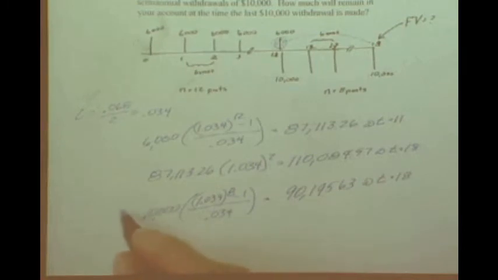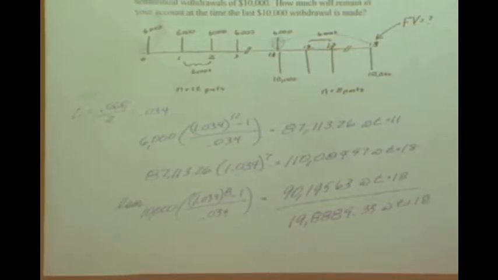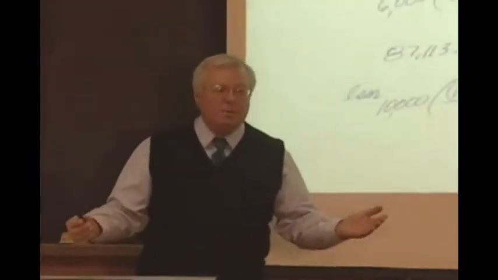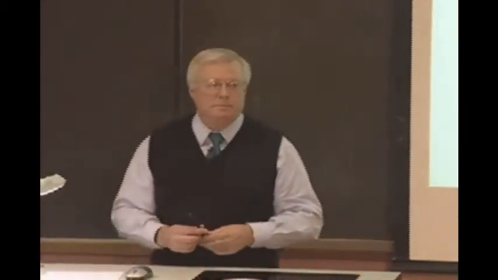Well, we're going to subtract the future value of this annuity because it's really withdrawals. When we do that, we'll have $19,889.33 at time 18. Any questions? Even a problem that looks somewhat complicated, it's just a bunch of simple problems tied together. Okay, let's go on and do our last one.